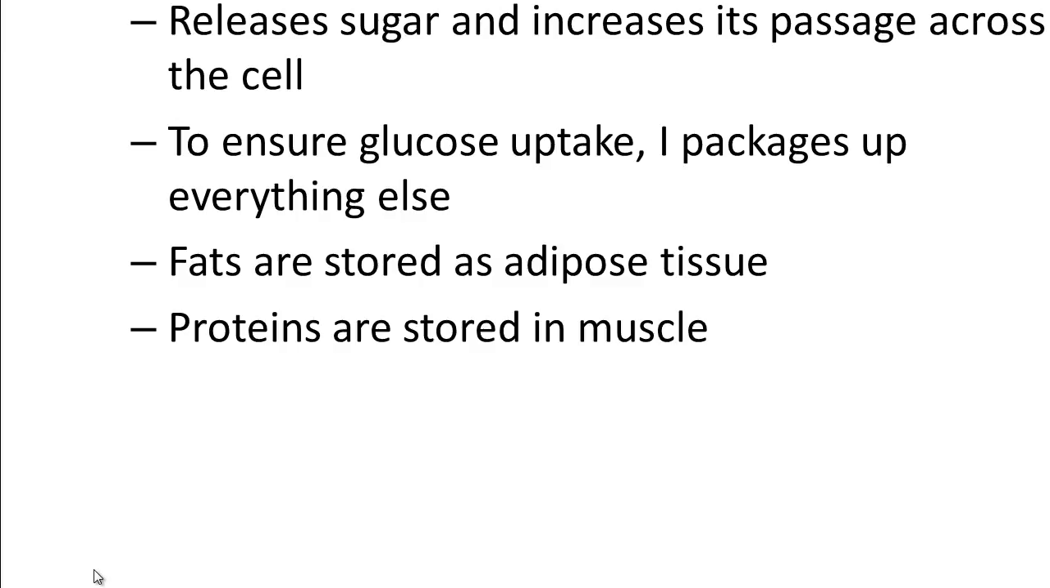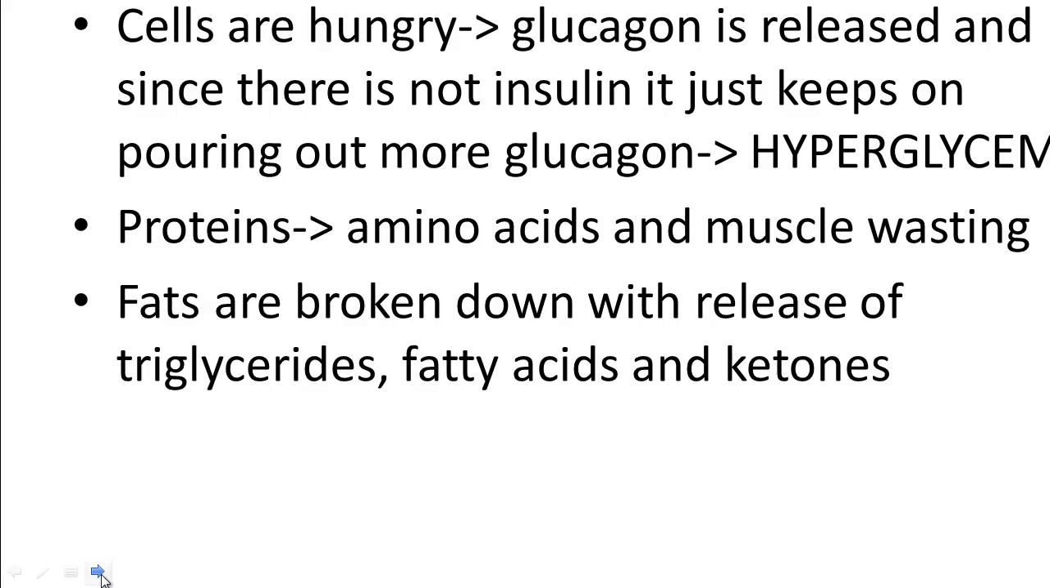The main thing that insulin does is that it releases sugar and increases the passage of glucose into the cell. To ensure glucose uptake, insulin actually packages everything else up. So fats are stored as adipose tissue, and proteins are stored as muscle. This is known as pro-insulin effects, what insulin normally does.